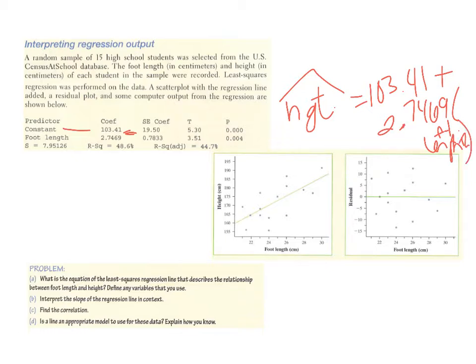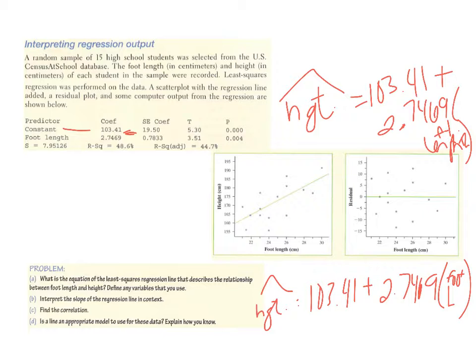So let's see if I can fit this all in one place. So height equals 103.41 plus 2.7469 times foot length. There you go. So that's what your line would look like with you defining the variables. You could also just write x, but then you need a separate sentence that says what y and x are.